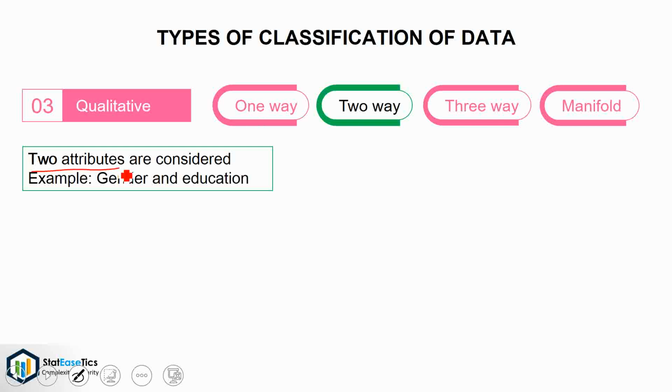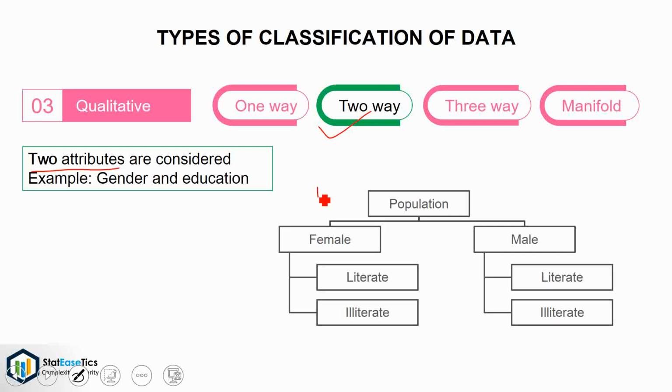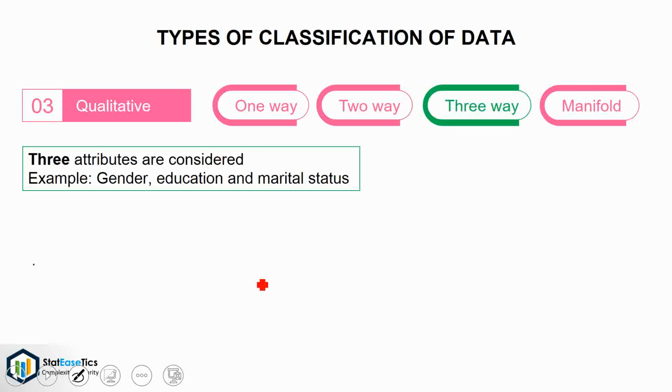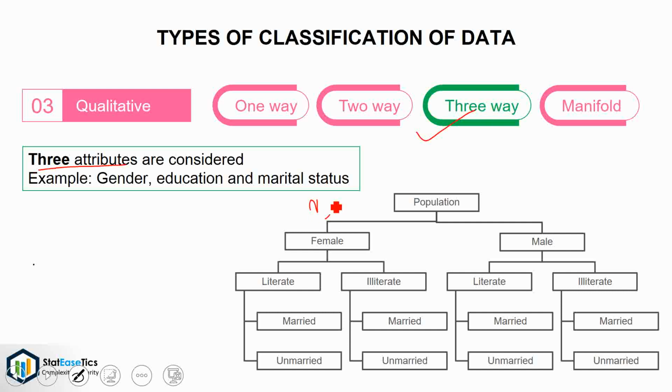When 2 attributes are considered for classification, it is called two-way classification. For example, classifying population firstly based on gender and secondly based on education is two-way classification. When classification is done using 3 attributes, then it is an example of three-way classification. For example, classification of population firstly based on gender, then education, marital status. So here 3 attributes, namely gender, education, and marital status are considered, hence it is an example of three-way classification.